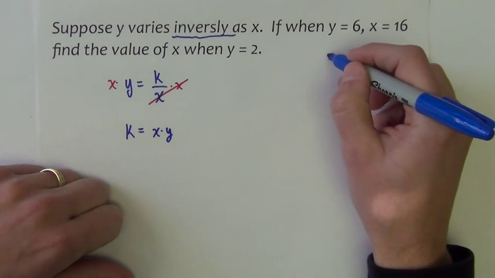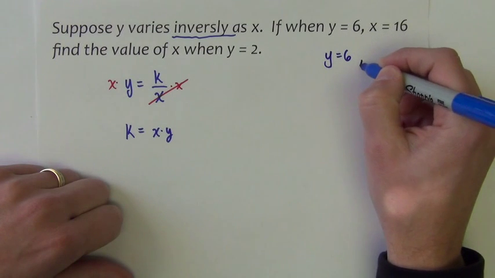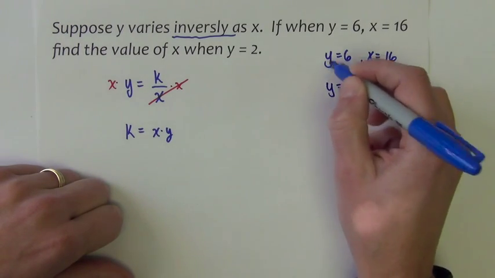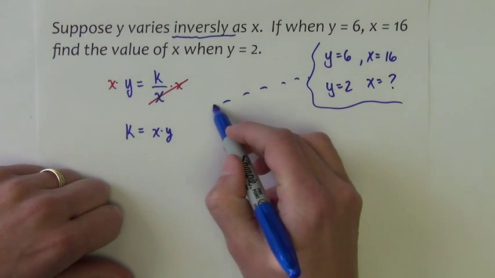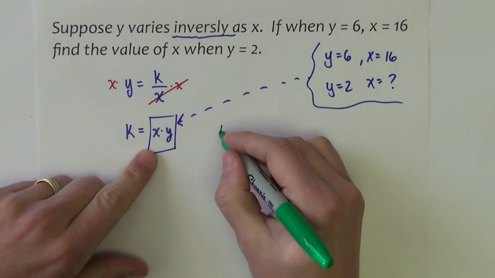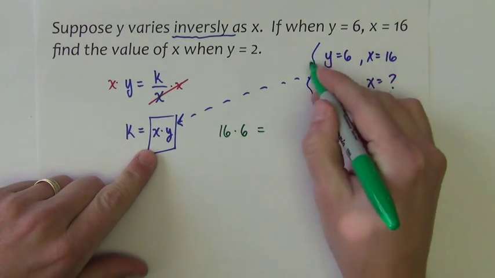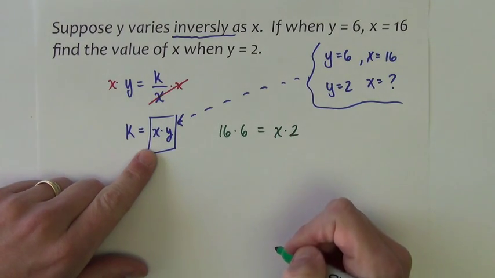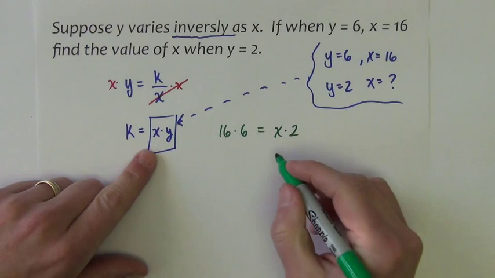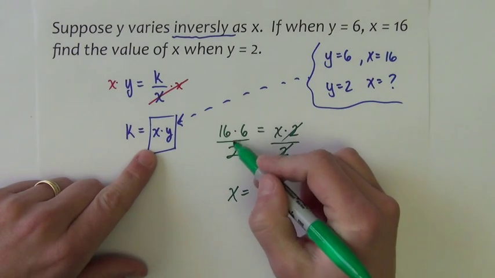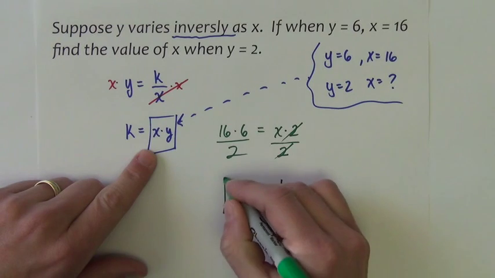Let's write out what we know and don't know. We know that when y equals 6, x equals 16, trying to find the value of x when y equals 2. We're going to plug these numbers into this. Okay? And how's that going to look then? We're going to have x times y, 16 times 6, that's the x times y, equal to the other x times y, which is x times 2. We now have an equation we can solve for the x. Divide by 2. So x equals 48.